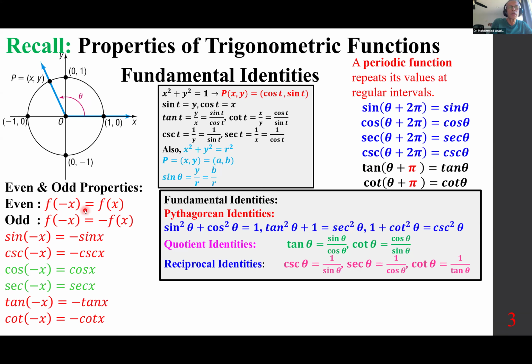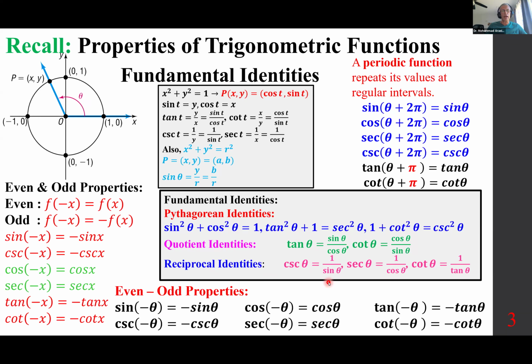Fundamental identities. A Pythagorean theorem, sine squared and cosine squared, they add up to 1. Tan squared plus 1 is secant squared. 1 plus cotangent squared is cosecant squared. Quotient identities, tangent is sine over cosine, cotangent is cosine over sine. Reciprocal identities, cosecant is 1 over sine, secant is 1 over cosine, cotangent is 1 over tangent. And what is important for everybody to know is that if cosecant is 1 over sine, therefore sine is 1 over cosecant. As I mentioned, the even and odd functions, all of them are odd except cosine and therefore secant functions.